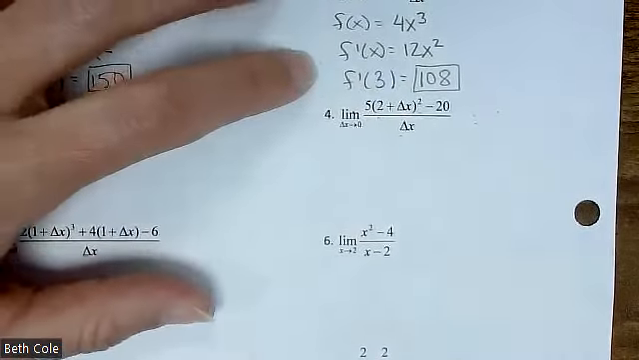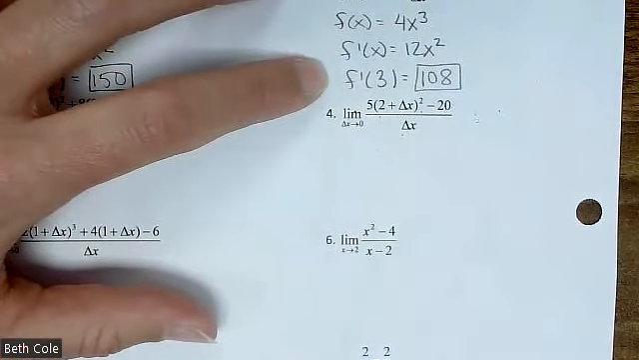Oh, sorry, it was 108. 3 squared is 9. 9 times 12 is 108, right? I'm not crazy. Okay.